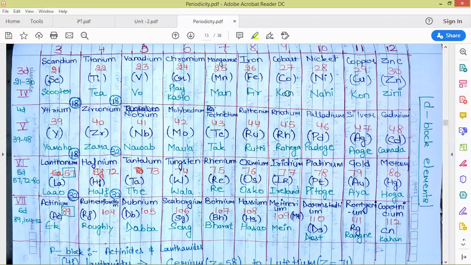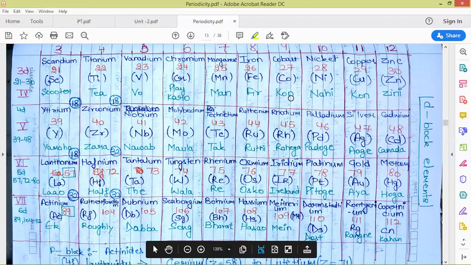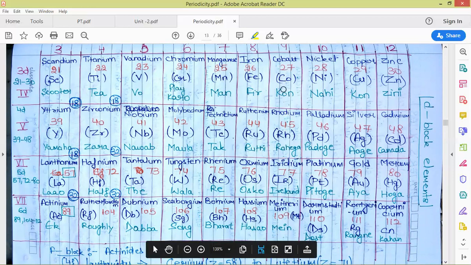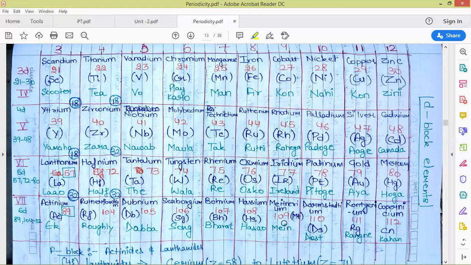Next we have ninth group, cobalt, rhodium, iridium, meitnerium. It can be learned as कौन रहेगा Ireland में. So this is called as Ireland group. कौन रहेगा, RH for रहेगा, Ireland, IR, May for meitnerium.